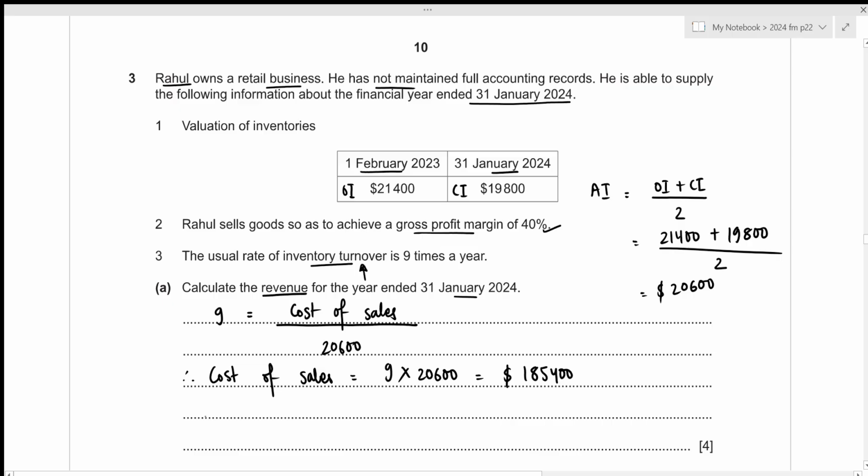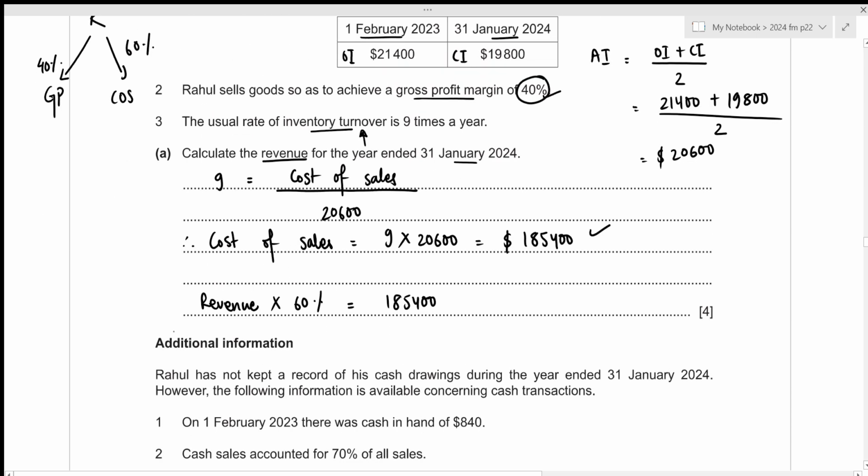Now what we do require is revenue. And in this case, we have a gross profit margin of 40%. So what this means is out of total revenue, 40% is a gross profit, whereas the remaining 60% is our cost of sales. So revenue times 60% will be equal to our cost of sales of 185,400. This means that our total of revenue should be equal to 185,400 divided by 60%, which results in 309,000. That's all for the first part. Let's move towards the next one.